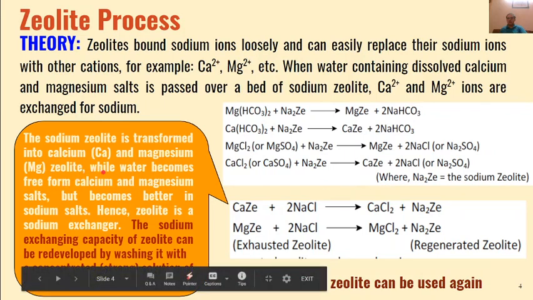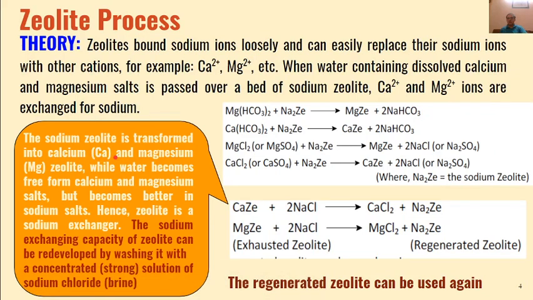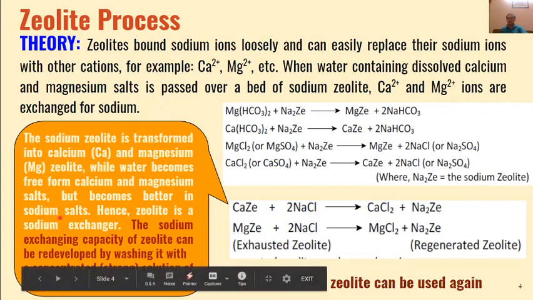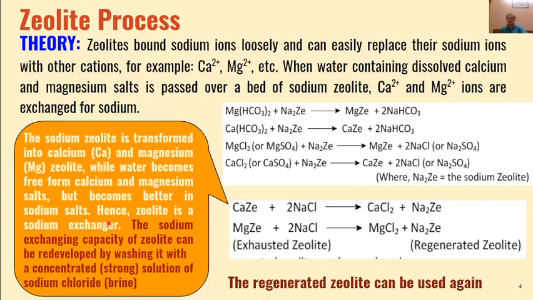Now, as I have told you, sodium zeolite is transformed into calcium and magnesium zeolite, whereas the water becomes free from these calcium and magnesium ions, and therefore becomes better in terms of hardness, containing only sodium salts. So zeolite here is acting mainly as a sodium ion exchanger.